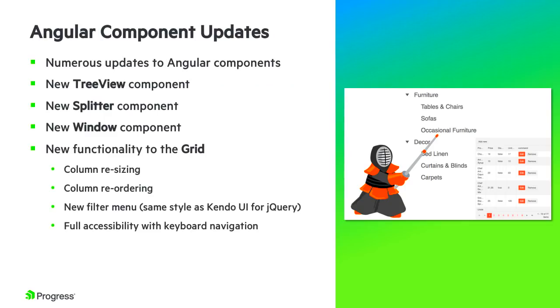On the Angular side of the house, we've done a lot of updates, and we've included 3 brand new components. And these are among the top voted components in the UserVoice portal. And this includes the new TreeView component, the new splitter component, and the new window component. The grid has received a lot of love as well, including column resizing and reordering, a new filter menu similar to that of what we've had in jQuery, and this is fully accessible, supporting all the latest and greatest standards within accessibility.